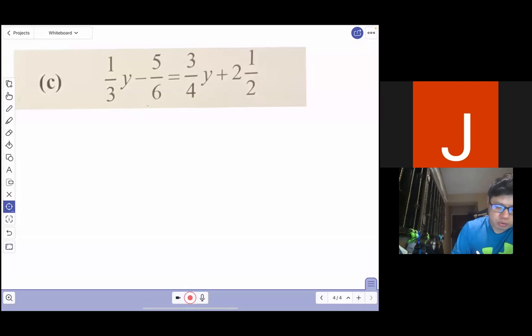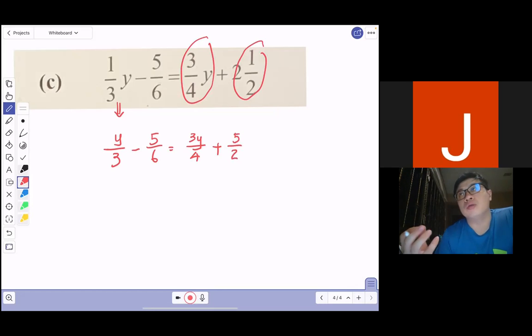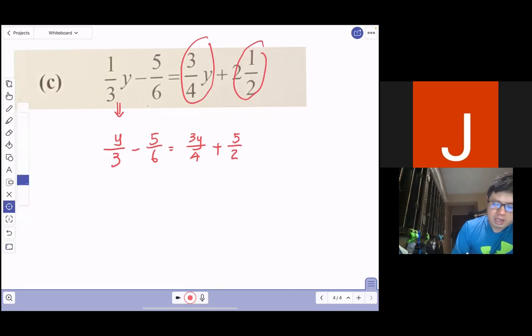What I'll do is, I'll just show you. 1/3 y can be seen as y/3, minus 5/6. Now, 3/4 y can also be seen as 3y/4. Remember I told you that I always like to write my terms as improper fractions instead of mixed numbers. On the left-hand side, I'll try to create the same denominator. If you have two fractions with different denominators, you want the denominators to be the same, so that you can pack them into one fraction and then cross multiply.